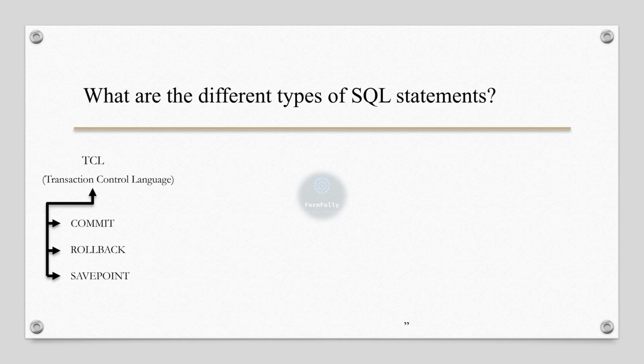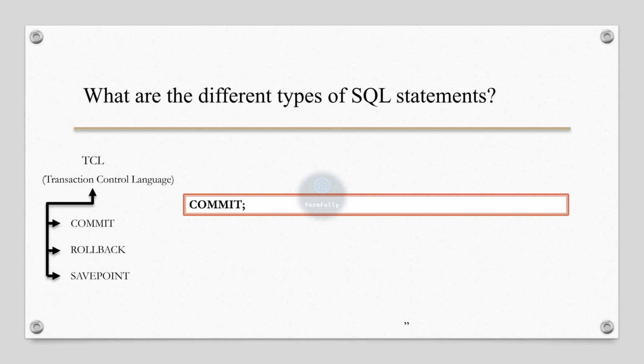Next is COMMIT, ROLLBACK, and SAVEPOINT. These are used to manage transactions, ensuring data integrity and consistency. First one is COMMIT. The COMMIT command is used to save all the changes made during the current transaction to the database. Once a commit is issued, the changes are permanent and cannot be undone.